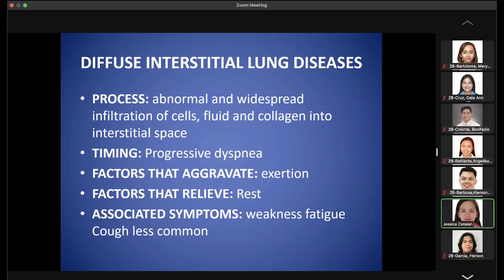Factors that aggravate it are exertion, whereas usually it is relieved by resting. It is common among females, those with diffuse interstitial lung diseases. And the most common associated symptoms would be weakness and fatigue. So, "I have difficulty breathing, doctor, and I easily get tired." So, you work up your patient for diffuse interstitial lung disease.